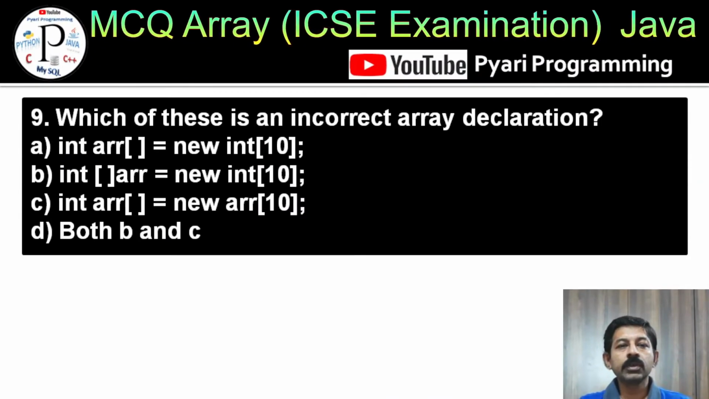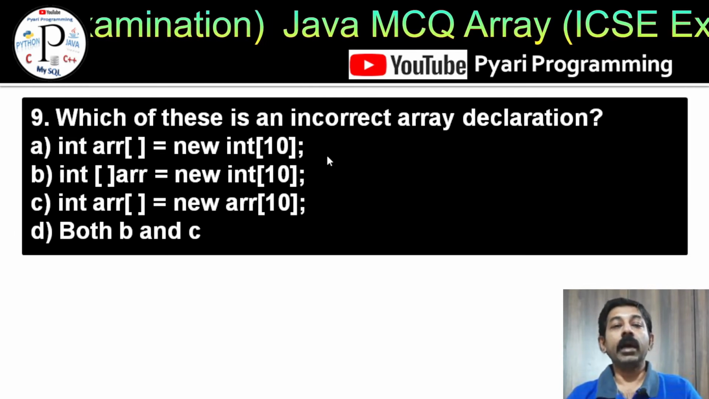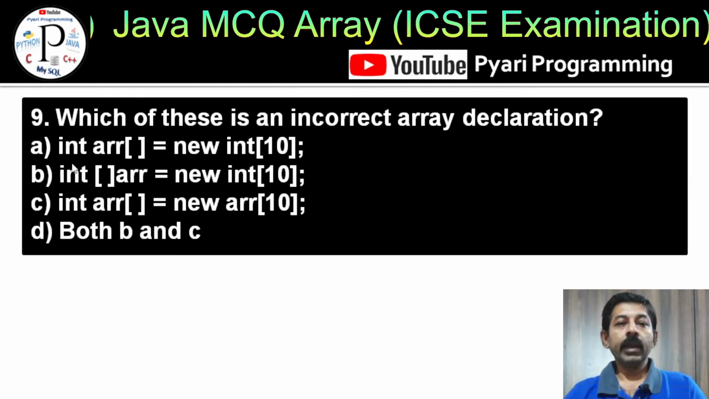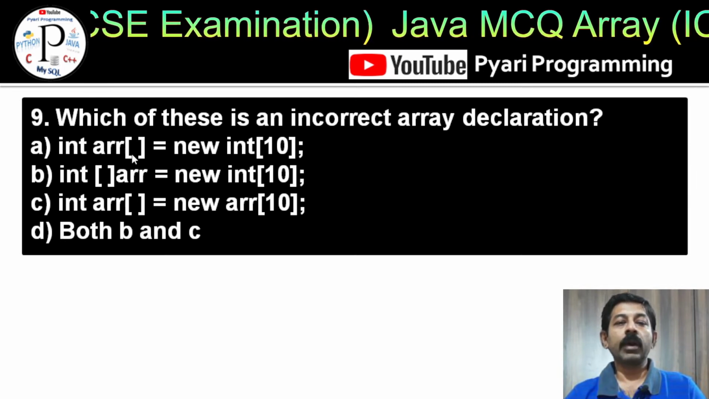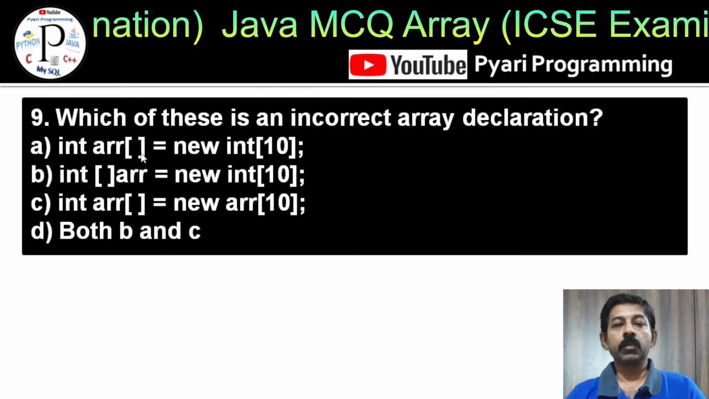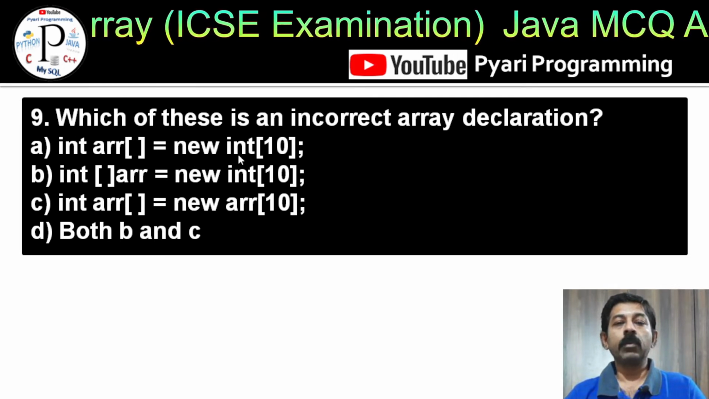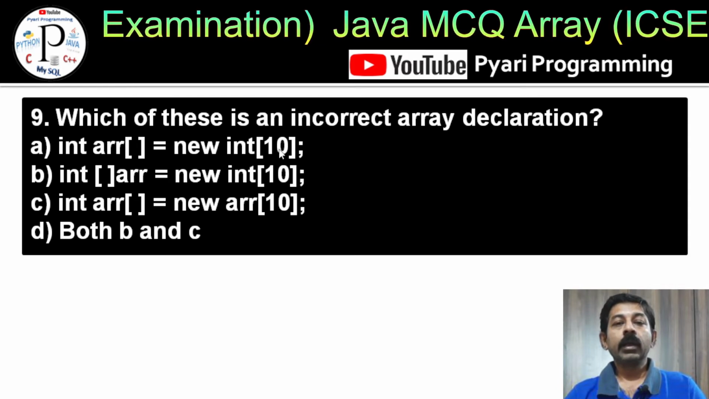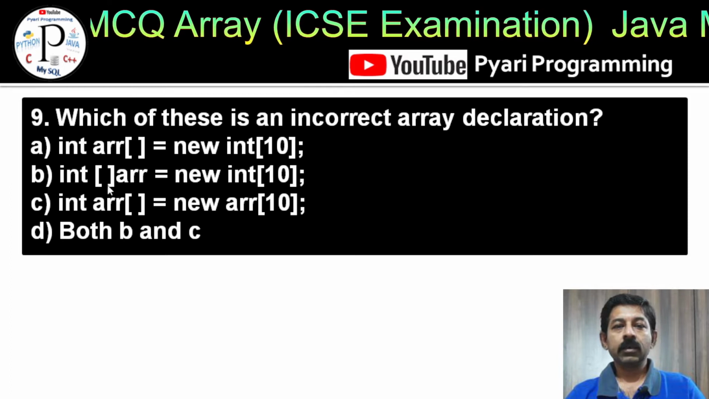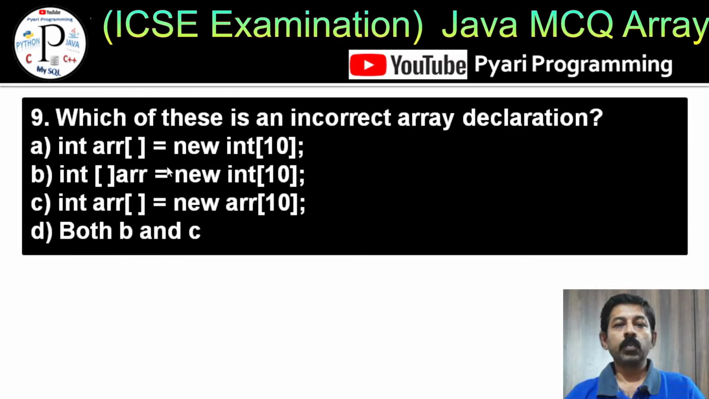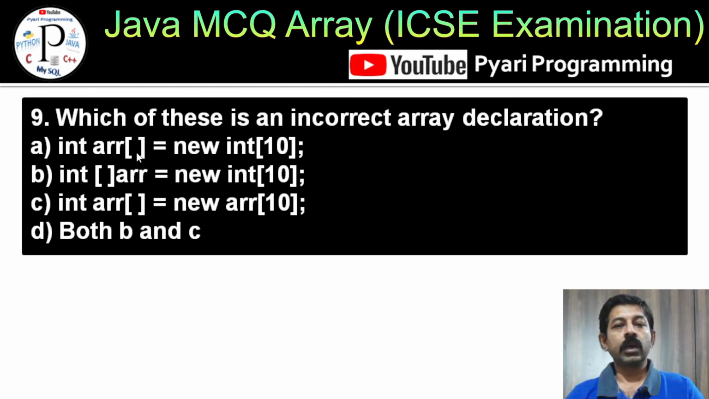Now the next question asks which of these is an incorrect array declaration. Array declaration says data type, array name, empty square bracket. The square bracket can be on the left hand side or the right hand side, both are correct. Equals to new operator is used to allocate memory. Next is your data type, and within square bracket we have the size. So according to that it is correct. This one is also correct because both are the same, only the square bracket is on the left hand side. As I said, both sides are correct.